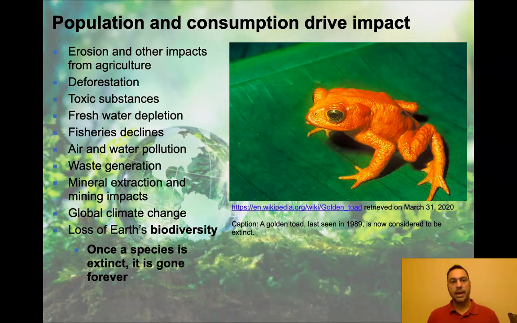So what are some of these impacts? What caused some of these impacts? Well, erosion and other impacts from agriculture drive impact, deforestation, right? Our desire to cut down trees not only just for the lumber, but also because we want the space. Trees tend to grow in very favorable areas, especially in flatlands.